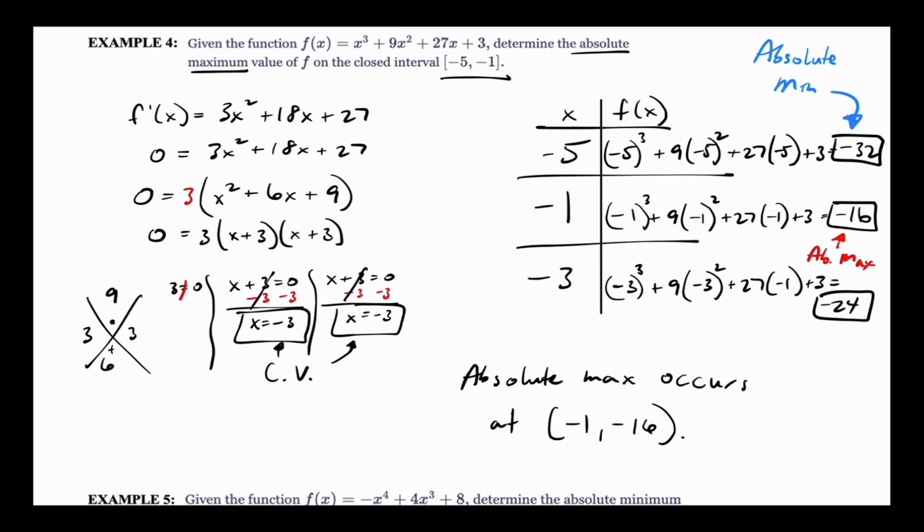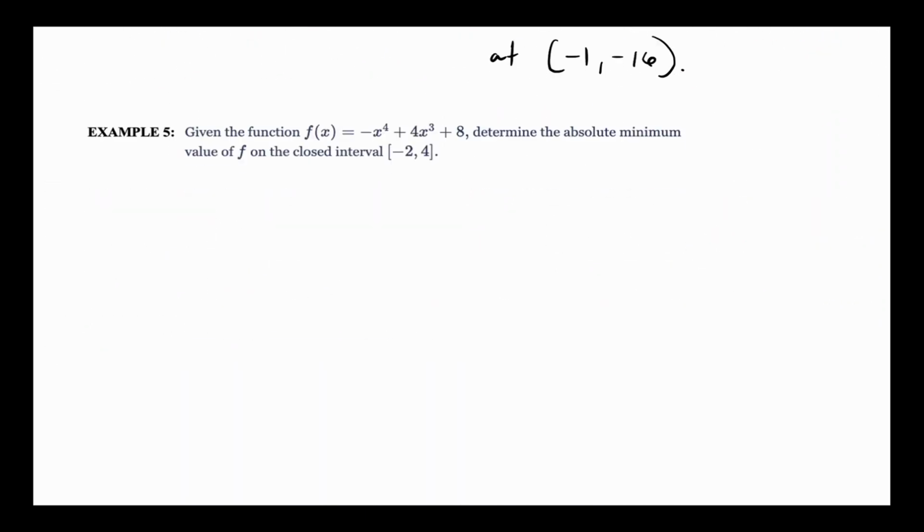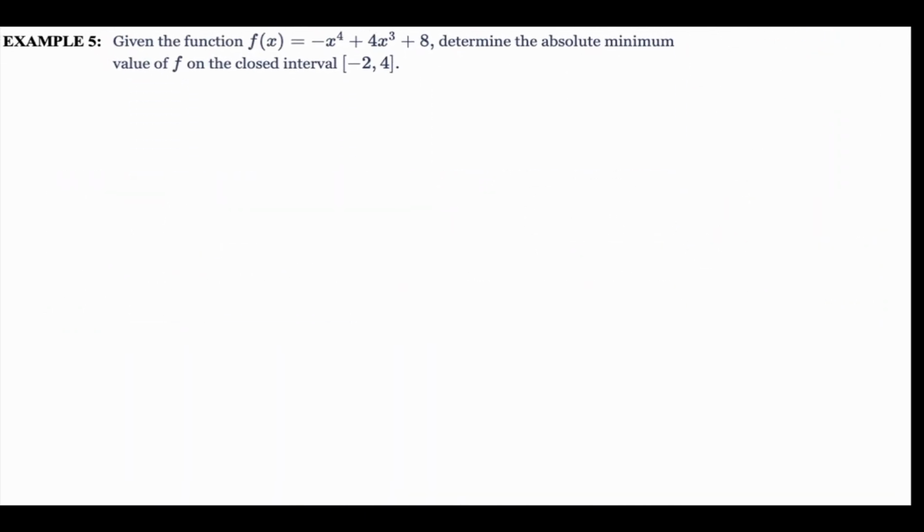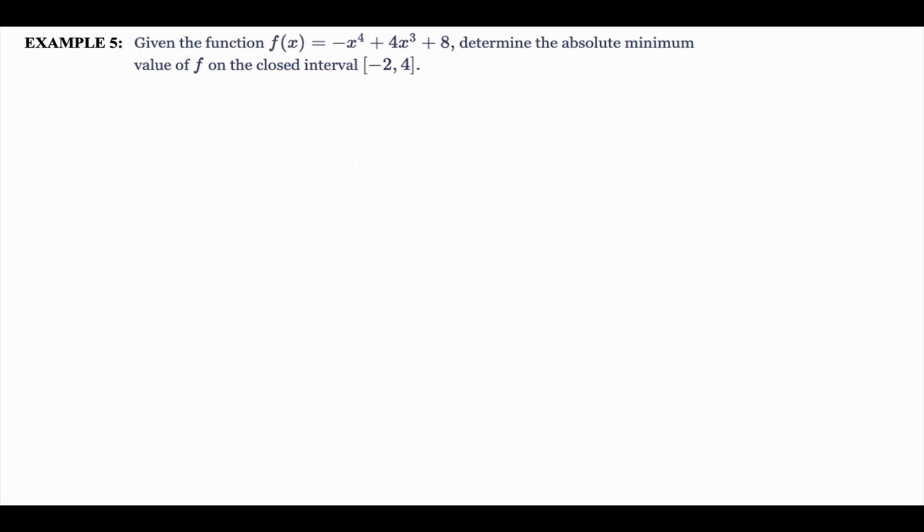Okay. All right, so next one. Example number 5. This one, they want absolute minimum. Same thing. We're going to do the same thing. It's just we're looking for the lowest value instead of the highest value. So absolute minimum. Here's the interval. Okay. Find f prime.